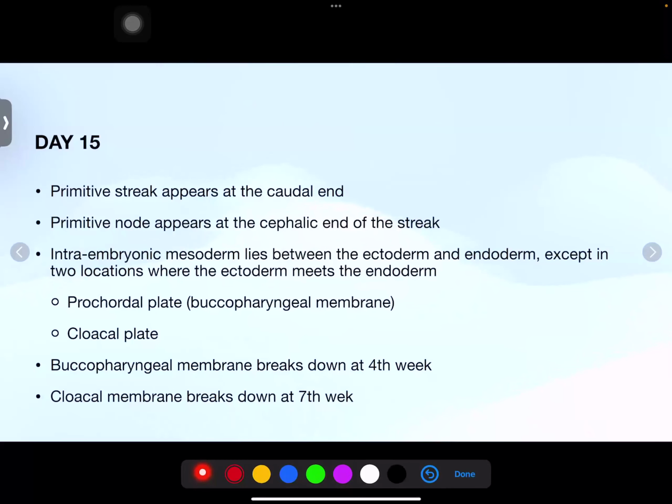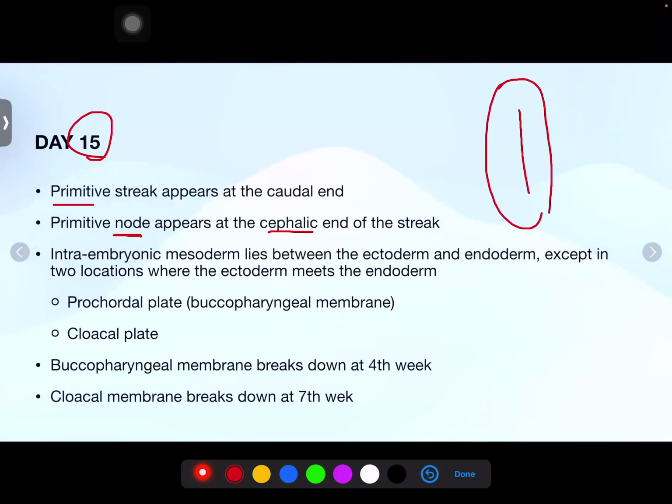Now, what happens at day 15, meaning the start of the third week. A primitive streak appears at the caudal end, and a primitive node appears at the cephalic end. If you see, like this is an embryo, okay? So this is a streak, you can say, and the primitive node would be at the cephalic end. So this is the cephalic end.